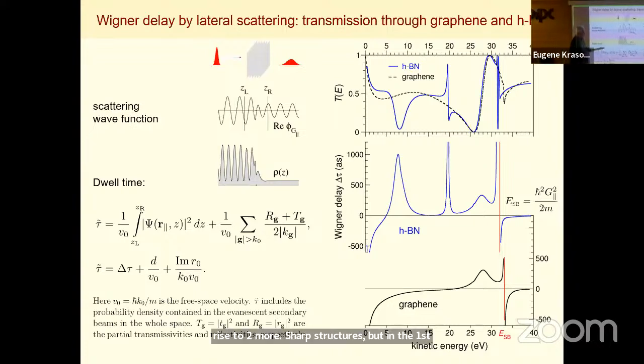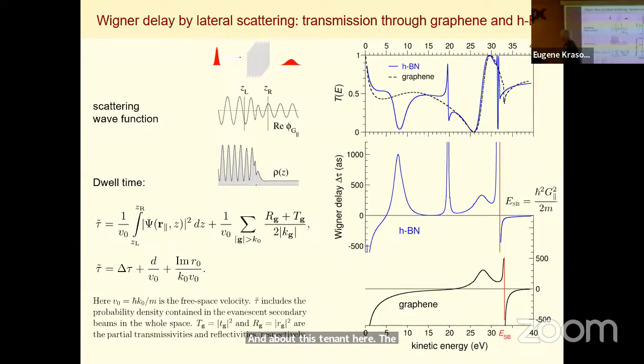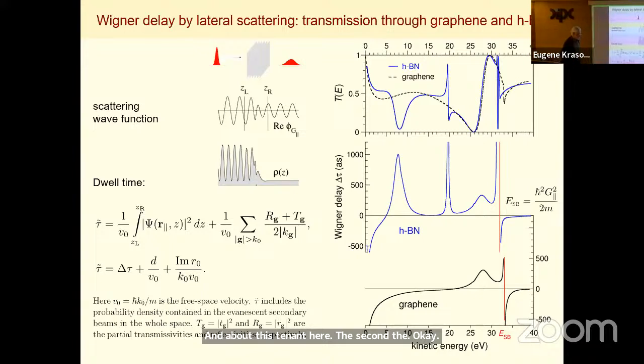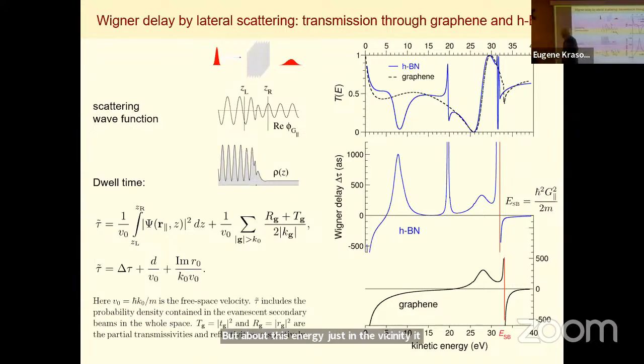But in the first place, I would like to emphasize this energy at which the secondary diffracted beams appear. Below this energy, one beam comes and one beam is reflected or transmitted. And above this energy, the secondary beams that correspond to the first circle in the reciprocal lattice appear. And this leads to the divergence of the delay time. This divergence is always towards plus infinity below that. But above this energy, just in the vicinity, it can be either positive or negative.